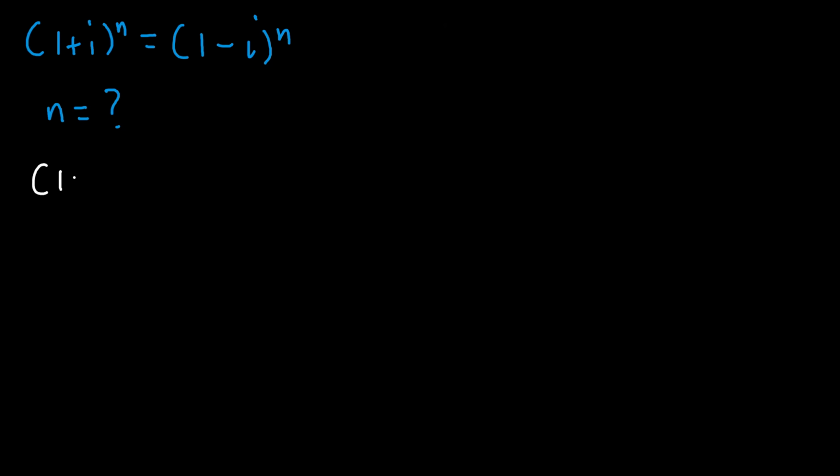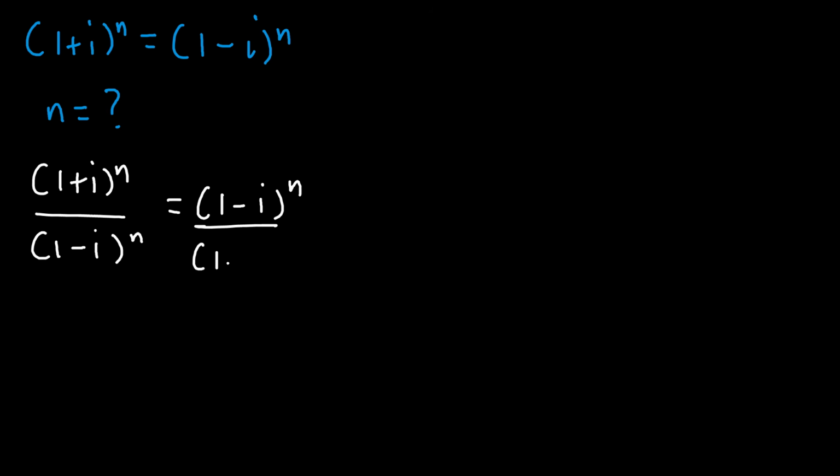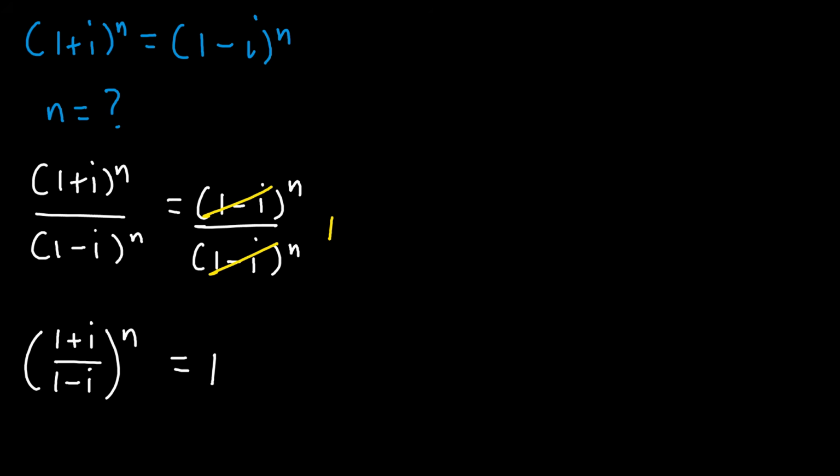So we shall have (1+i)^n divided by (1-i)^n equals (1-i)^n divided by (1-i)^n. This will cancel with that and we shall remain with 1. And on the left hand side, this can be written as ((1+i)/(1-i))^n, and this is equal to 1. And at this point we shall rationalize.